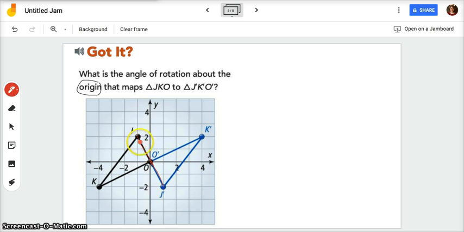And if you notice, I drew a straight line. Well, what is a straight line? That's not straight, but a straight line has 180 degrees. So we know that this rotation was 180 degrees.